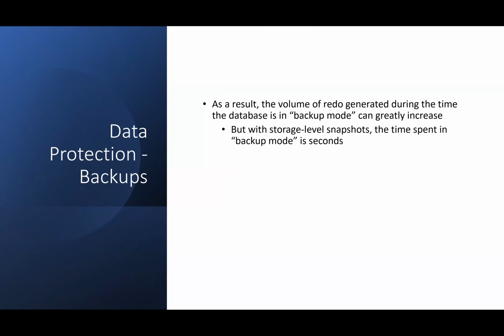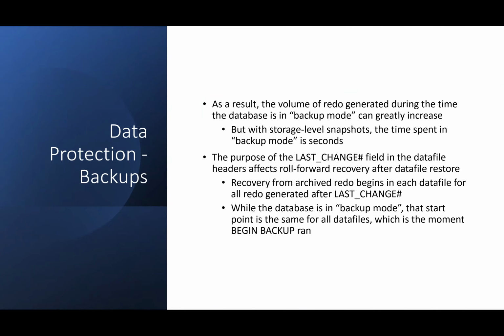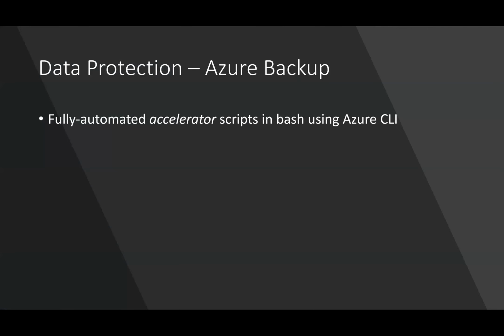Yeah, so just mentioning, the volume generally can increase when the database is in backup mode, but with storage level snapshots, we're only in there for seconds. So there's not much that gets changed. Just explaining the last change number field, that's the SCN field that's in data file headers. Alter database begin backup freezes it so that the roll forward recovery begins from the moment when begin backup ran, and it replays all the transactions.